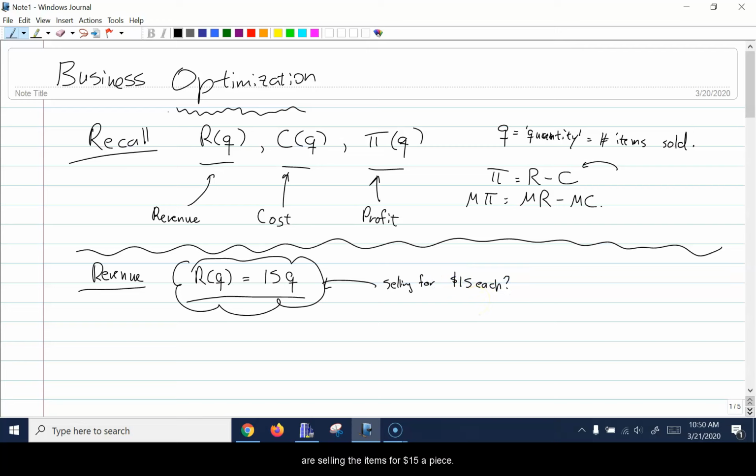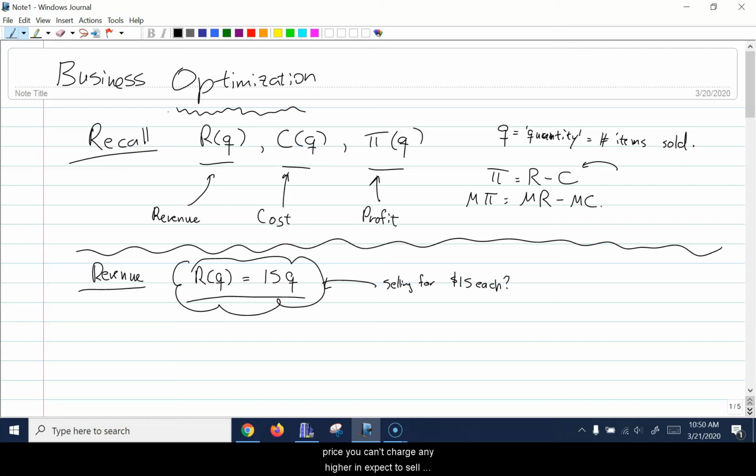This happens in life. If you are selling an item in a market that's crowded with other versions of that item, very often the market is forcing you to sell the item at that price. You can't charge any higher and expect to sell anything. You can't charge any lower and expect to make any money. You're very locked into how much you get to charge.